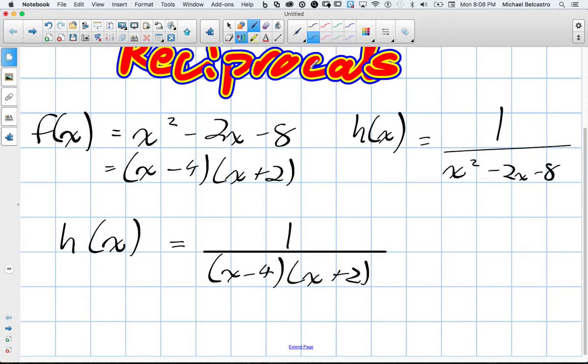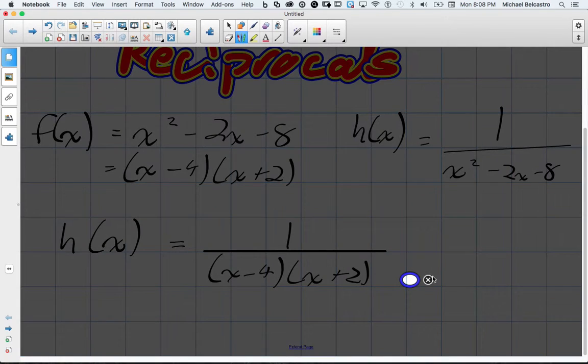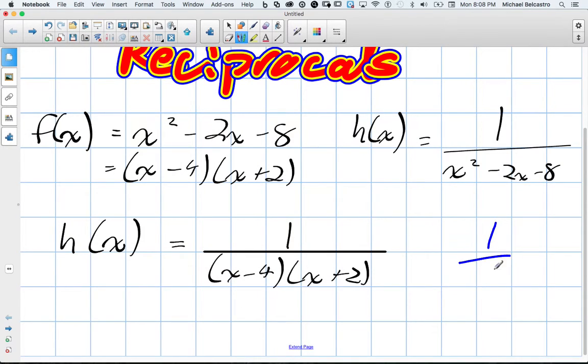Now, the reason it's important to find out these values is that we're going to set them equal to 0. The reason being is that if we ever have 1 divided by 0, that's essentially undefined. We can't do that. So this is where we're finding vertical asymptotes. What we need to do is set x minus 4 equal to 0, and set x plus 2 equal to 0. I'll do it on the side here.